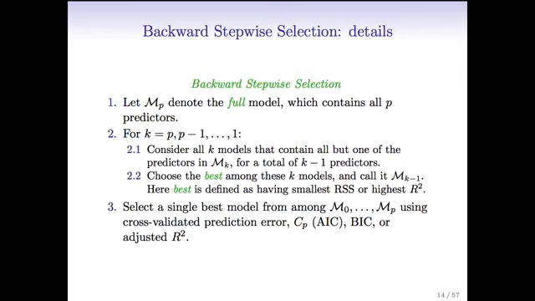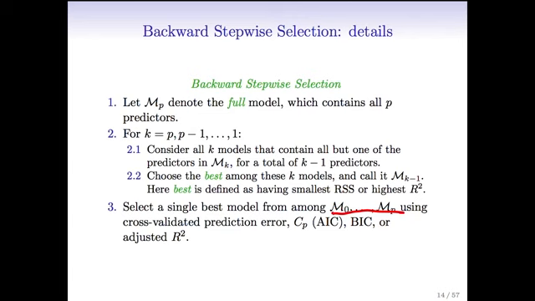And then we're going to take MP minus 1, and again ask which predictor is the least useful? Which one can we remove in order to have the least detrimental effect on our model fit? And we're going to keep doing this until we make it down to the model with just one predictor, M1, and finally to the model with no predictors, which is M0. So that's once again going to give us a set of models from M0 to MP. And we're going to choose among them using, once again, cross-validation, AIC, BIC, or adjusted R squared.